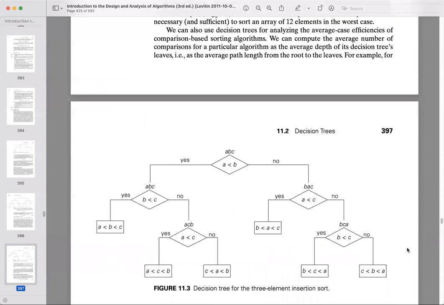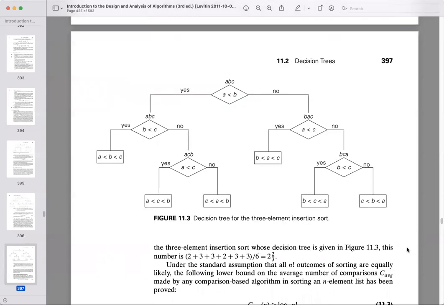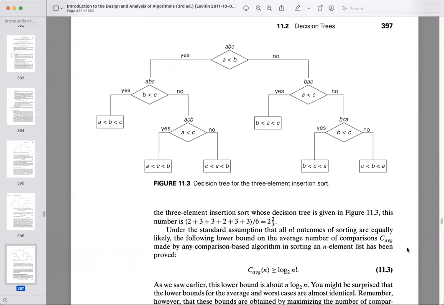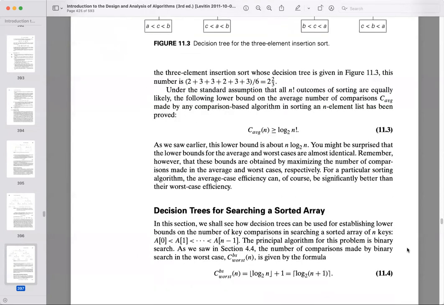So here's the decision tree for a 3-element insertion sort, one of the sorts that we did. We're going to go through with this. We have A less than B. Yes. B less than C. That gets you to this one, and so forth.